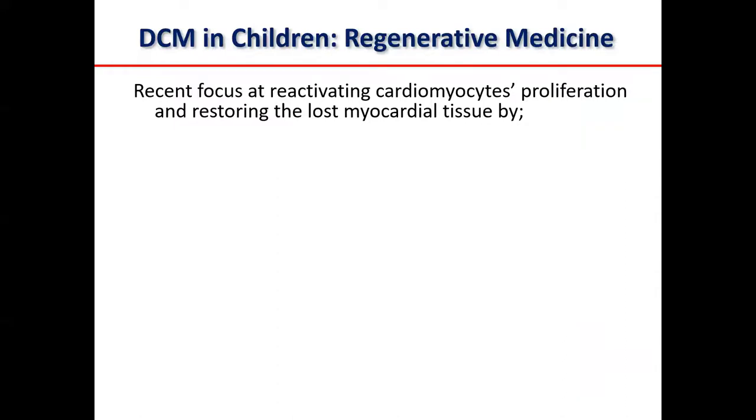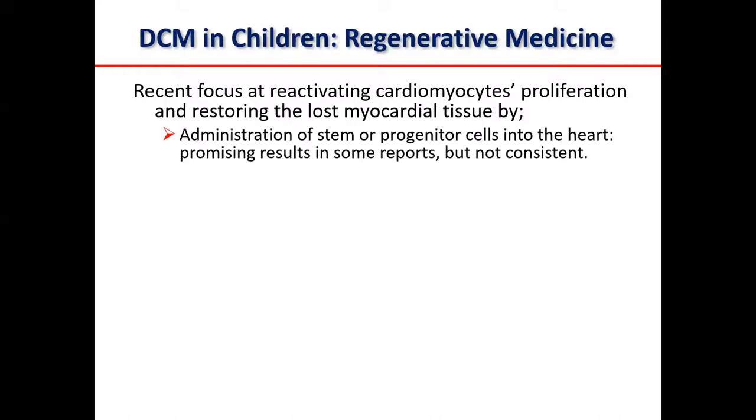So considering that cardiac transplantation is associated with so many issues, especially when it is being done in young children, there has been a recent shift in focus to reactivating cardiomyocyte proliferation and restoring the lost myocardial tissue, so-called regenerative medicine. And it can be achieved in two ways. One is administration of stem cells or progenitor cells into the heart. As I said, it started off quite well. There were some promising results in some of the reports. However, the results have not been consistent.